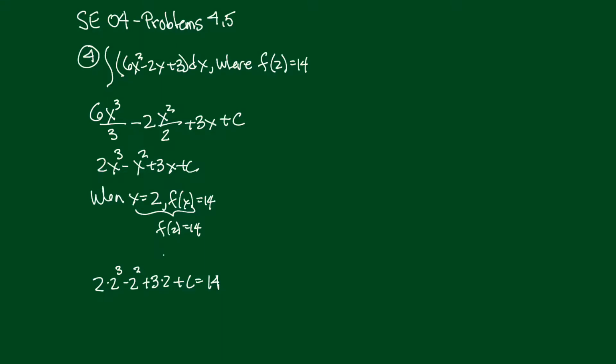So where are we here now? This is going to give us 8 times 2 is 16, minus 4 is 12, plus 6 takes us to 18. So here's where we are now. We're at 18 plus c equals 14. So let's subtract. We'll get c equals 14 minus 18, negative 4. So now instead of having this family of curves, we have the very specific curve, which is, and I'll write it right here in red, 2x cubed minus x squared plus 3x, and then the c we found to be negative 4.